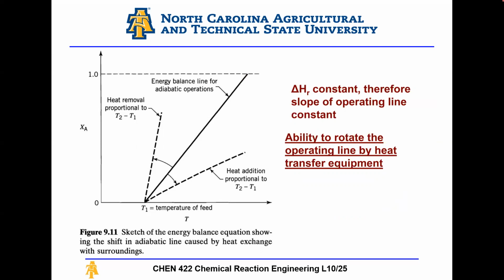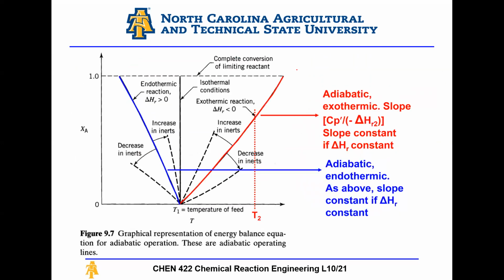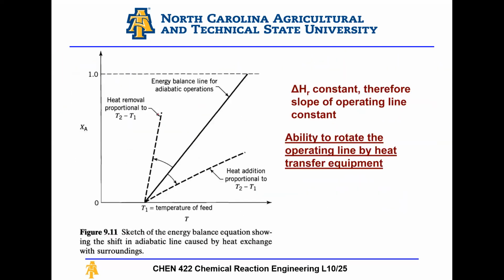Okay, so this chart shows the effect of having a heat exchange with the surroundings on the operating line, right? So we have this line on the left here. If we recall, this line was for adiabatic exothermic reactions, right? And I have two lines. The line on the left here, I have a heat removal proportional to T2 minus T1.